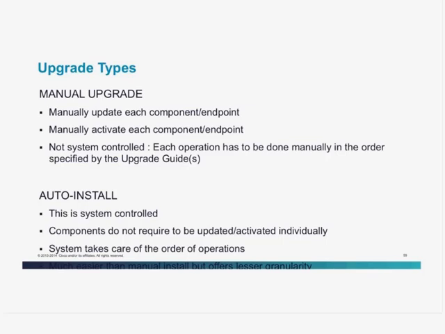So the manual upgrade has always been available. That's the standard method, when each component or endpoint is to be manually updated. When I say endpoint, endpoint means each component like CIMC, BIOS, storage adapter, etc. So in this case, each and every step has to be done manually. You have to select each and every component's firmware manually, and then perform the upgrade.